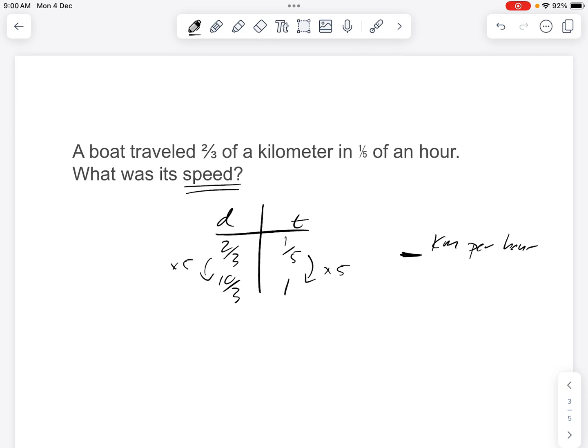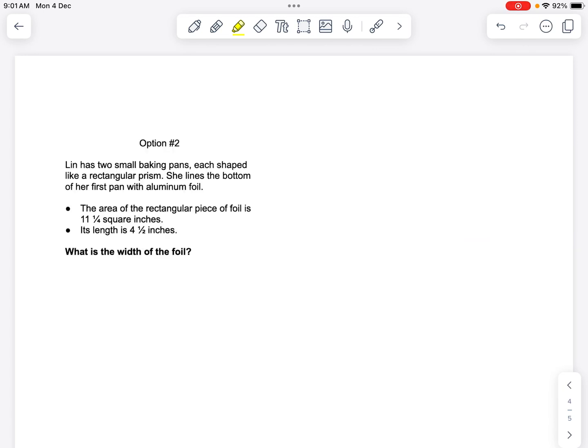Now, you could say the answer is 10/3 kilometers per hour. I would probably write that as 3 1/3 kilometers per hour, just because that probably makes a little bit more sense in the context of this problem. But really, either one of these, 10/3 or 3 1/3 kilometers per hour, would be acceptable. And don't forget to include that unit when you're writing your answer.